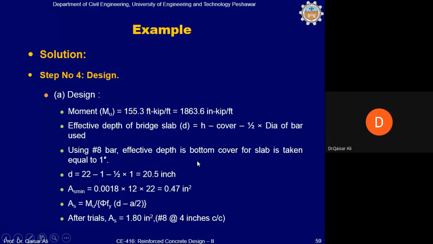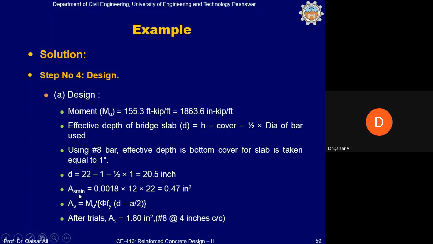Then for the effective depth, the bottom cover for the slab is taken equal to 1 inch. If the bottom cover is taken as 1 inch, then d is equal to 22 minus 1 minus half of 1 inch. This gives us the effective depth of 20.5 inch.